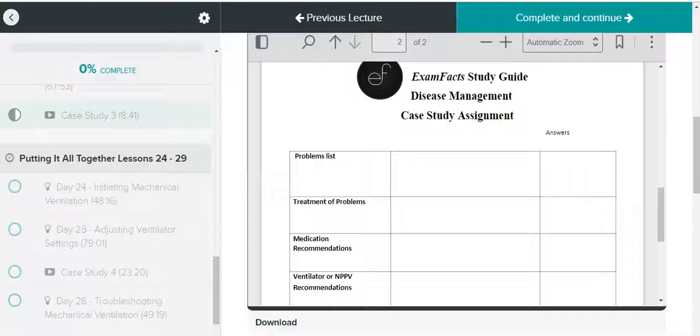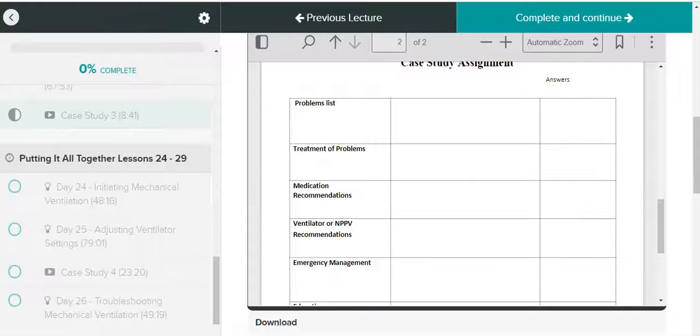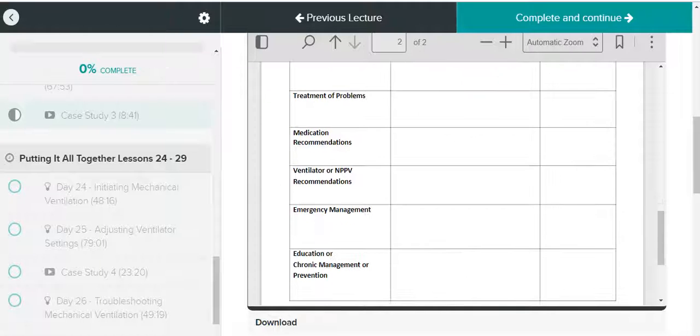the problem lists and how you would treat the problem. This is so important and so vital for that critical thinking, so that when they get that question, they're able to easily identify that disease process and know how to treat it.